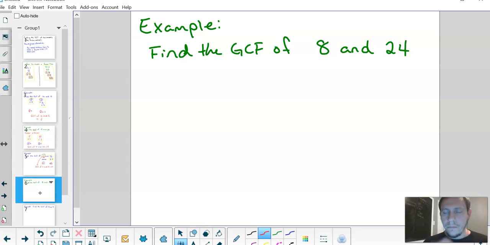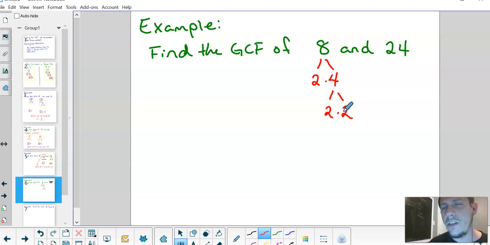Okay, next one. What is the GCF, or the greatest common factor, of 8 and 24? Okay, we're going to make factor trees. 8 is the same thing as, right, it's an even number, which means we can write it as 2 times what? That's right, 4. And 4 can be written, since it's an even number, as 2 times 2. And we know that 2, 2, and 2 are all prime numbers, so we don't have to go any further.